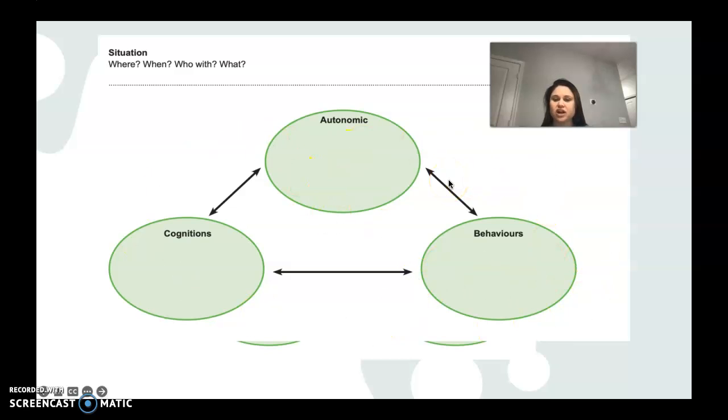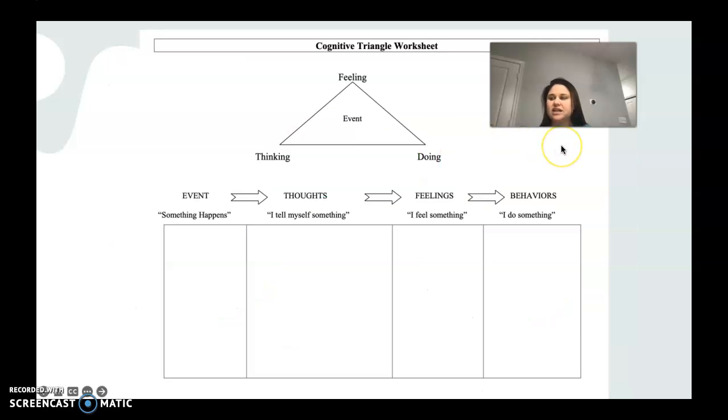So this is just a quick blank. You can take a screenshot of it if you want to use it in your classroom, incorporating the situation of any student who is going through something. And this is another worksheet. This focuses on breaking down the specific event, thoughts, feelings, and behaviors.